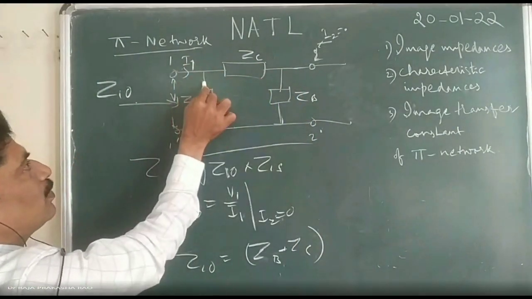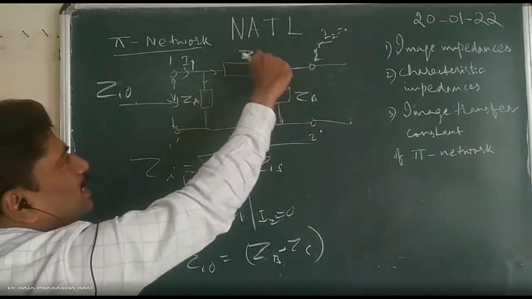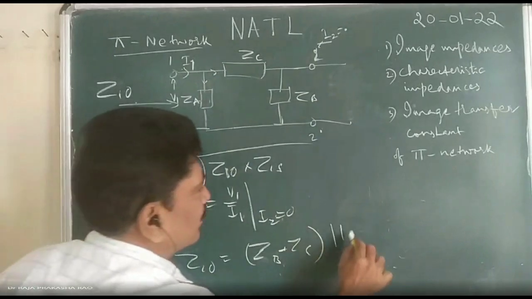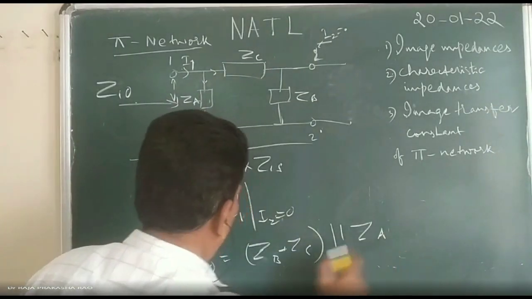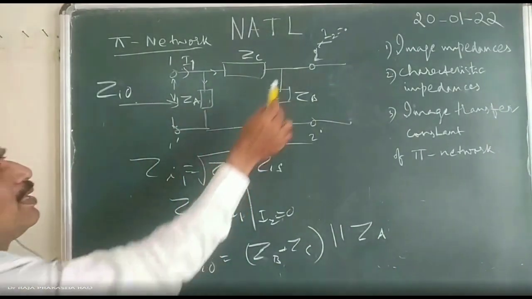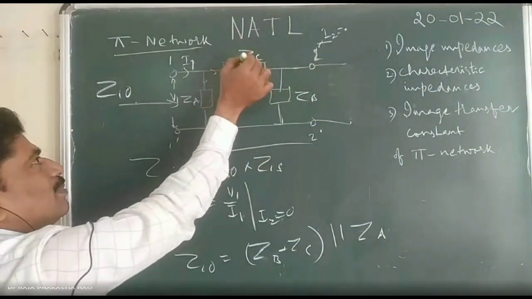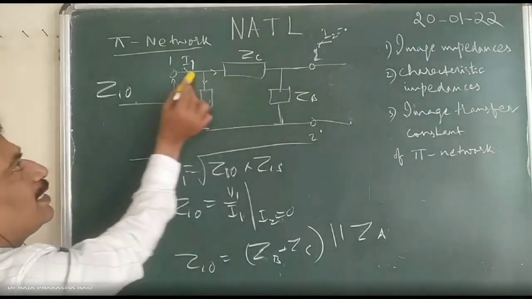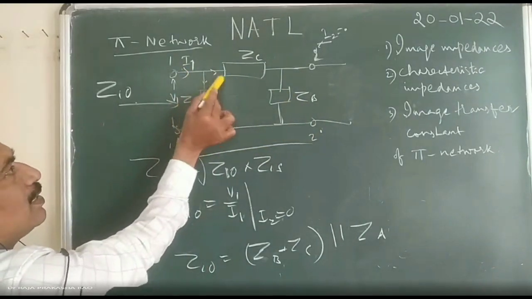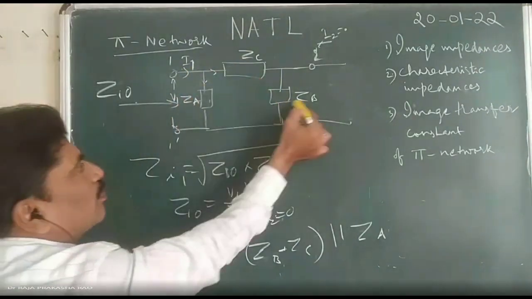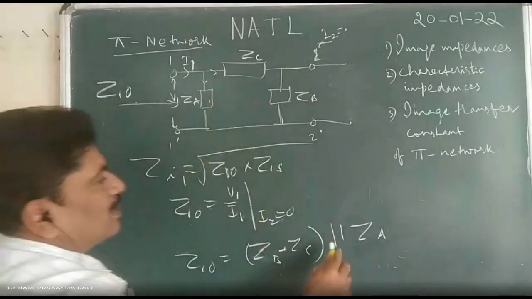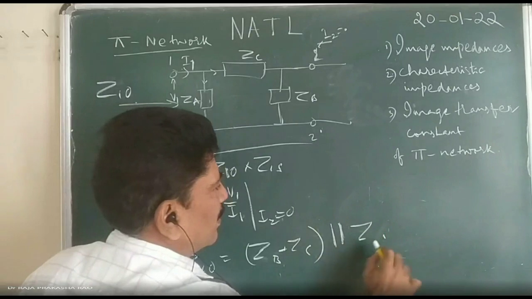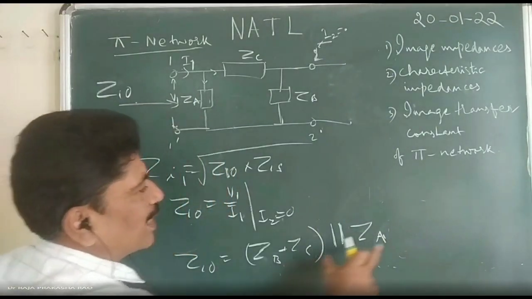This I1 is split into two currents. So this series combination is in parallel with ZA. So this is nothing but now Z10. See, I2 is equal to 0, so the same current will flow through ZC and ZB. These two will be in series. But here the I1 is split into two currents, so this combination will be in parallel with ZA. I denoted it by these parallel lines here. This combination is in parallel with ZA.